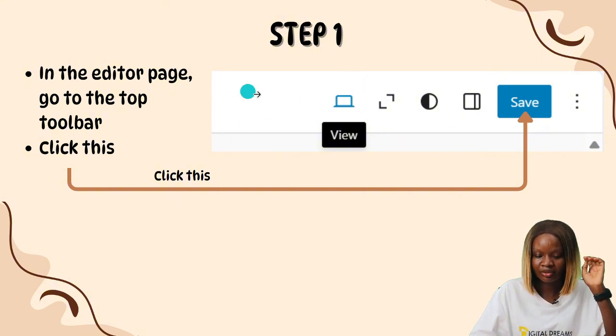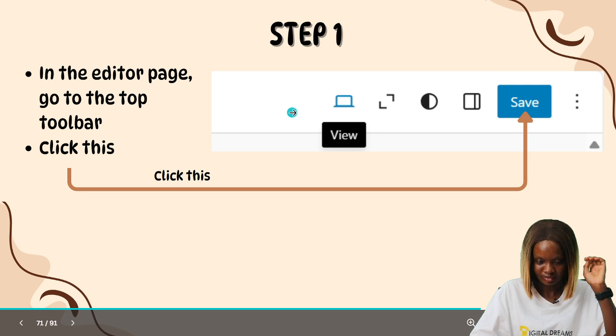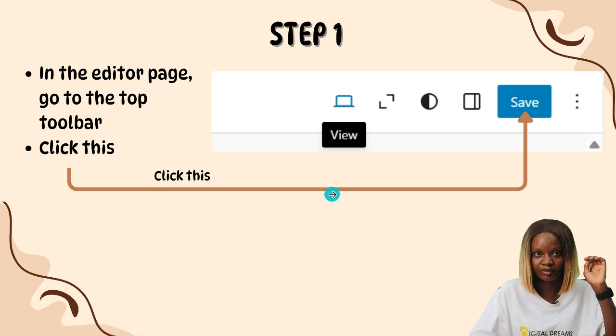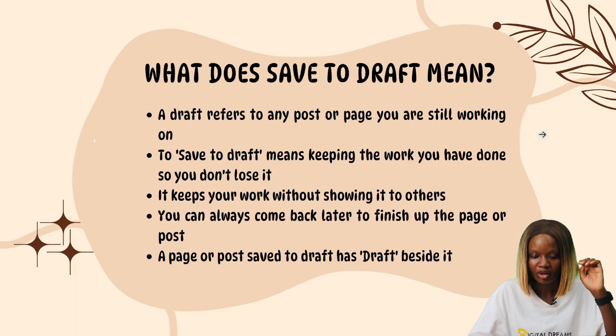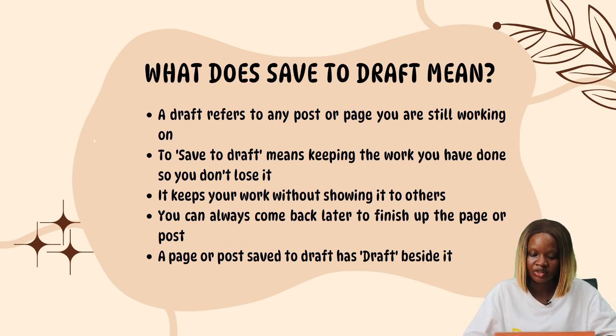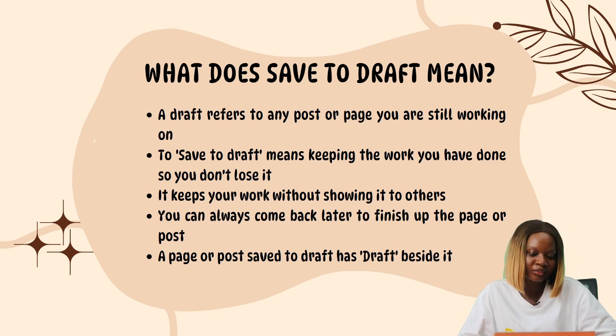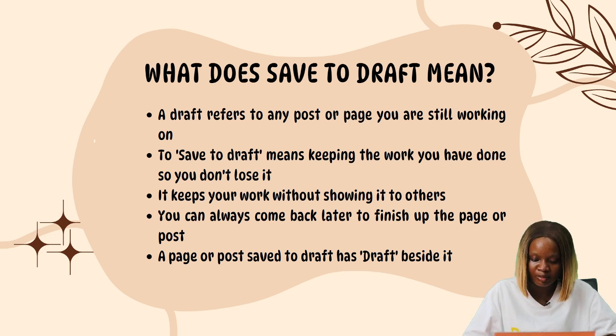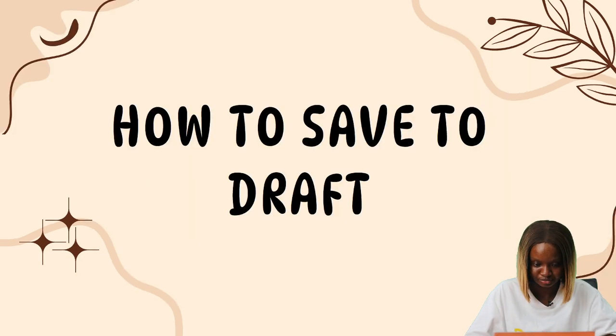In your editor page, you go to the top toolbar and then you click on this save button here. So let's say now you're customizing your theme. Once you're done making the changes you want to make on your theme, you will just click on this save button here. So what does save to draft mean? So a draft now refers to any post or page you are still working on.